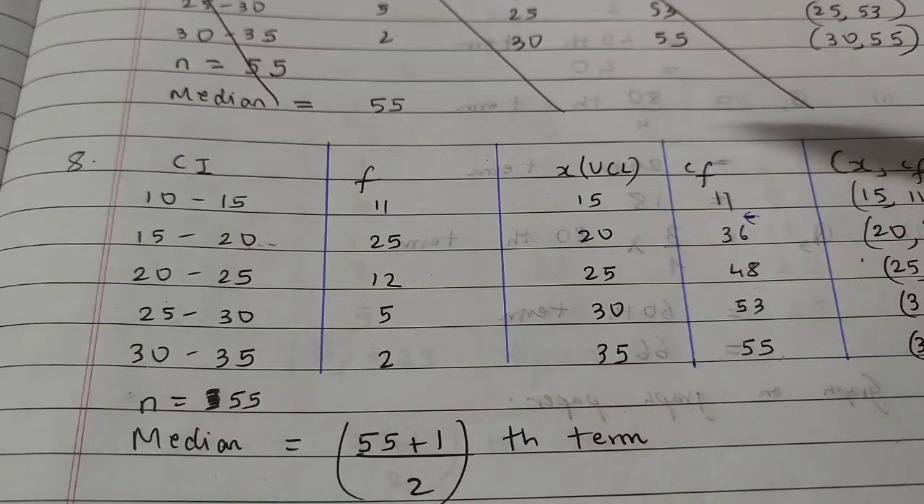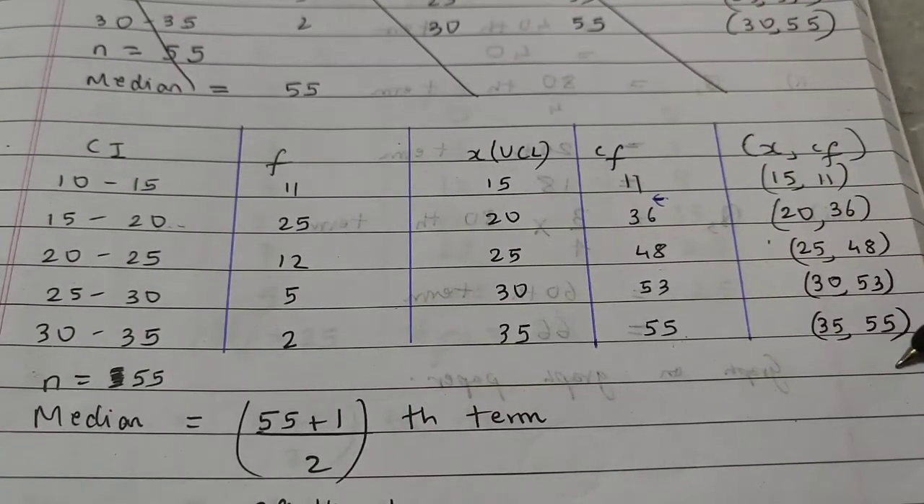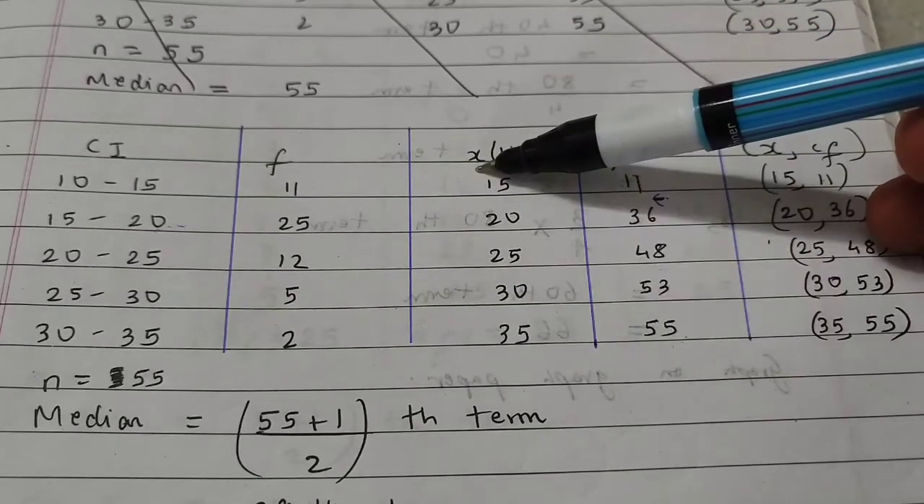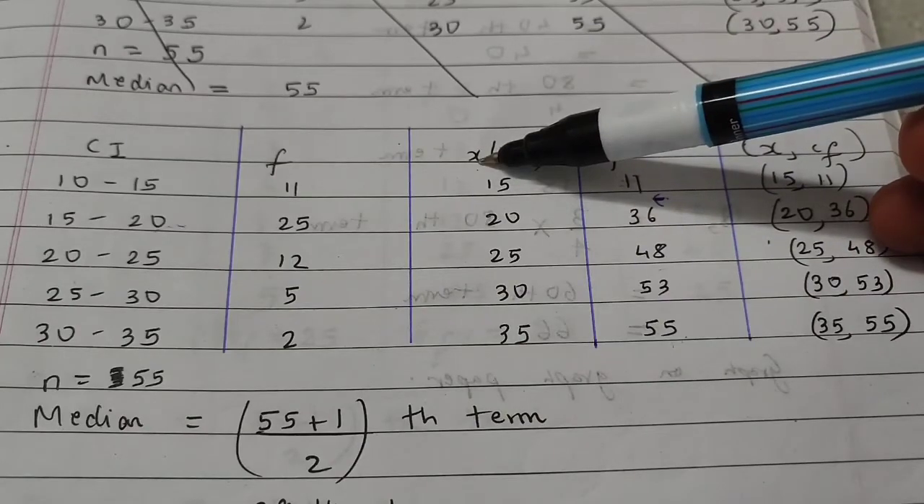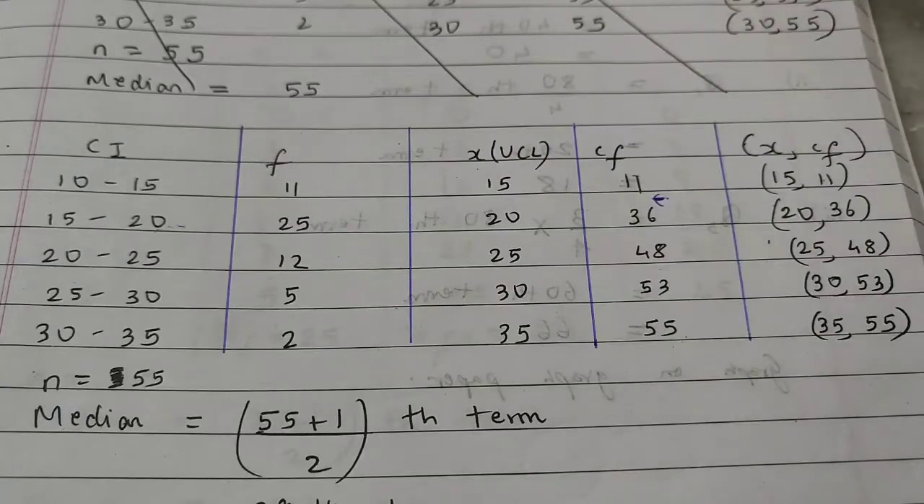We'll have to draw a graph, for which I need some points to plot on the graph paper. Now we'll make a column of X, and here X is not the class mark, that is the midpoint between 10 and 15, 12.5. No, that was for mean.